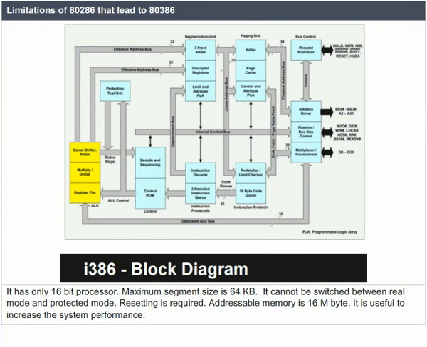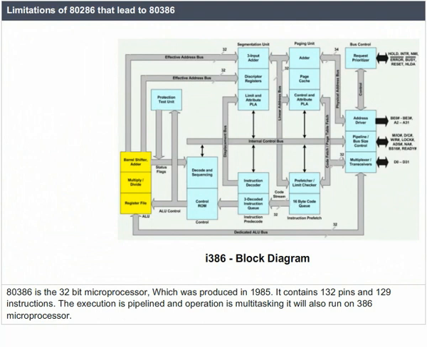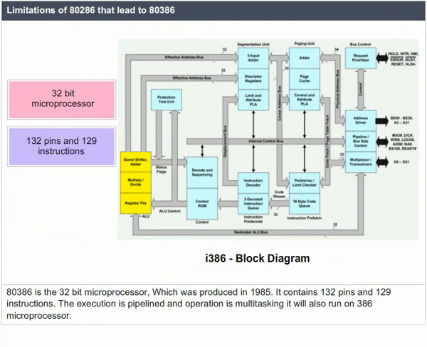80386 is a 32-bit microprocessor which was produced in 1985. It contains 132 pins and 129 instructions. The execution is pipelined and operation is multitasking. It will also run on a 386 microprocessor.